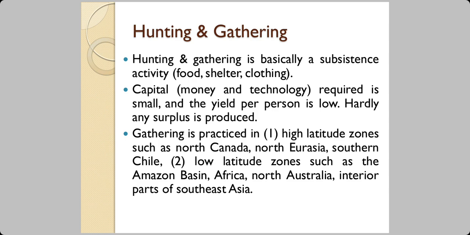Now, gathering is practiced in high latitude zones such as North Canada, North Eurasia, southern Chile, and low latitude zones such as Amazon Basin, Africa, North Australia, interior parts of Southeast Asia. In the north of Canada, you have Greenland, another place where agriculture is not possible. North of Eurasia is Siberia, which again does not allow agriculture. Then you have Chile, which is right near the South Pole.